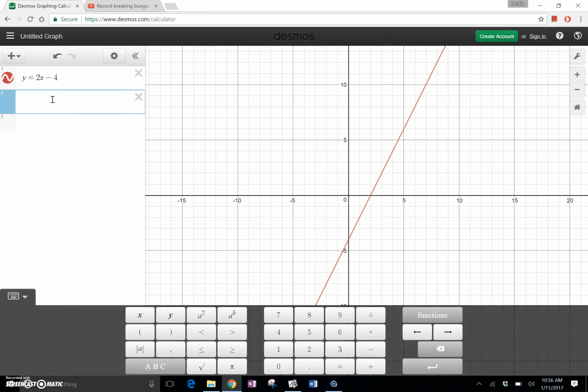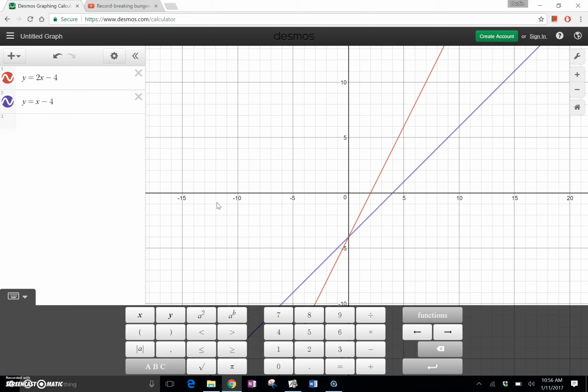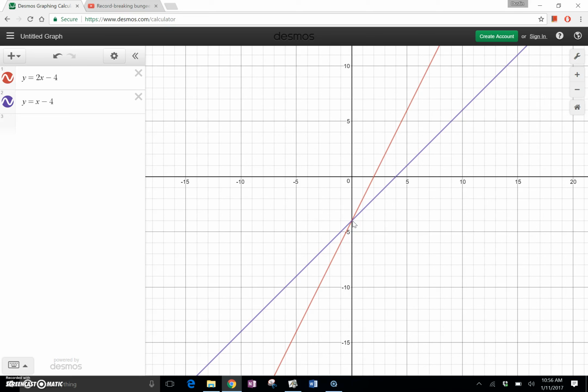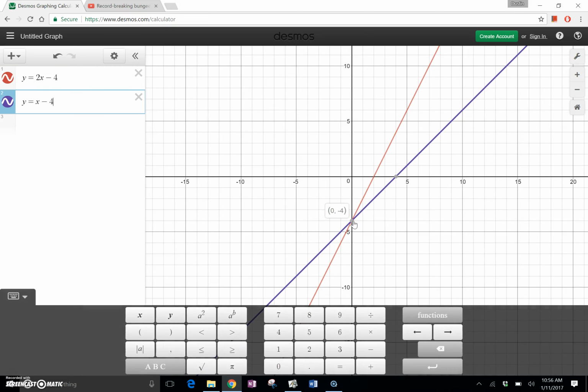Now let's see what happens when I type in y equals x minus 4. I want you to notice they both have the same exact y-intercept. It's right here at negative 4. But I want you to notice that the red line is more steep than the purple line. If you had to climb up the red line, it would be a lot more steep than the purple line. Hopefully here you can notice that the steepness is determined by the slope.